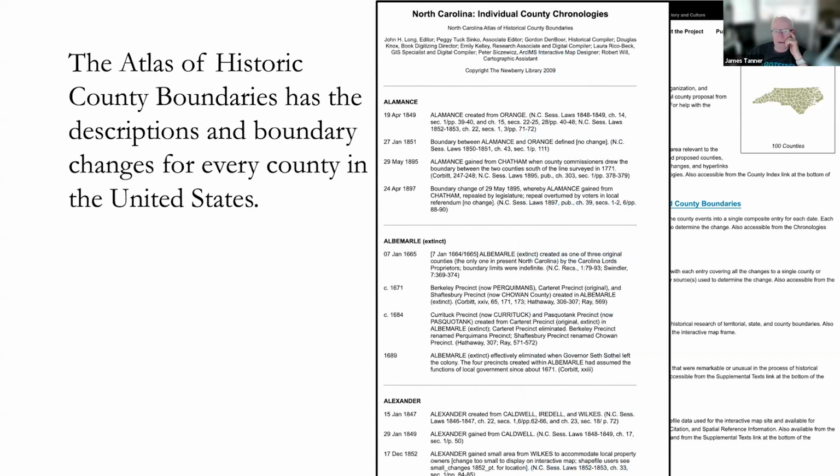So here's an example of the kind of information. This is North Carolina, and it shows when the county was created. It also tells the actual citation to the state law creating the change, or how the legislature passed different actions, or whoever was making the changes in the counties.